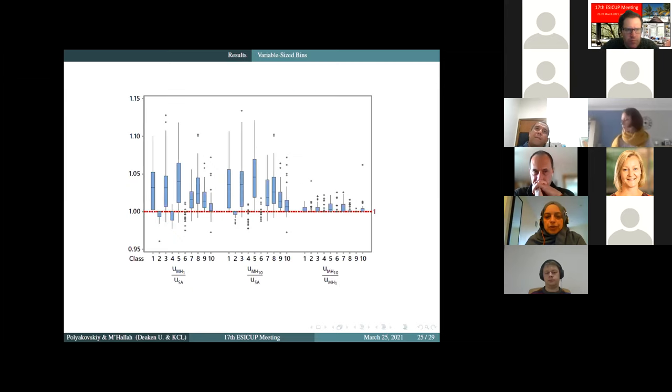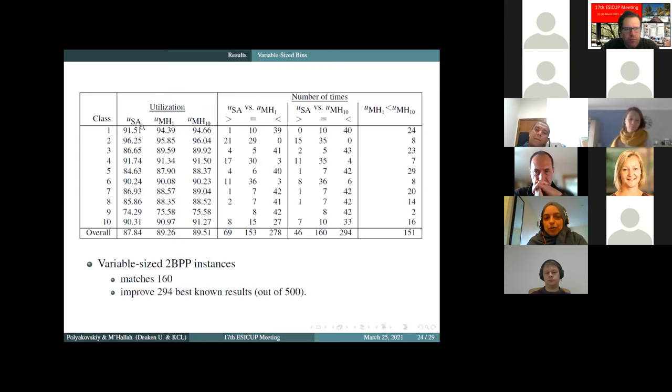Whenever we compare our utilization, the utilization is the area of the items divided by the area of the bins that have been used. So here you have the simulated annealing of Hong et al. We have only Hong and Charalambous who have results for the variable sized two-dimensional bin packing with guillotine cuts. So here we have 87% as the utilization compared to our utilization of 89.26% for equal run times.